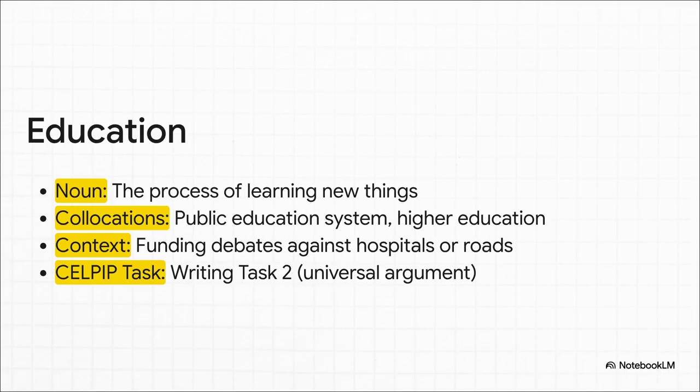And a major pillar of public funding is education. Education. Noun, education. This pairs seamlessly with phrases like public education system and higher education. I want you to treat this word as a universal, highly flexible argument for resource allocation in writing task 2. When you're faced with a tricky debate on whether to fund hospitals or fix roads, arguing instead for a strong public education system is incredibly effective. Many Canadians feel that it's absolutely vital in preparing children for the future.